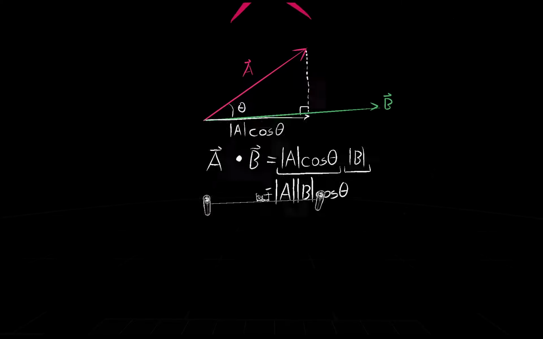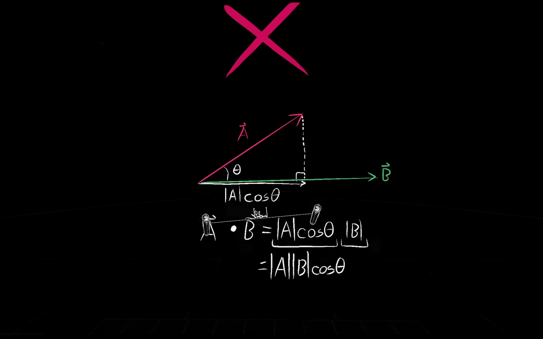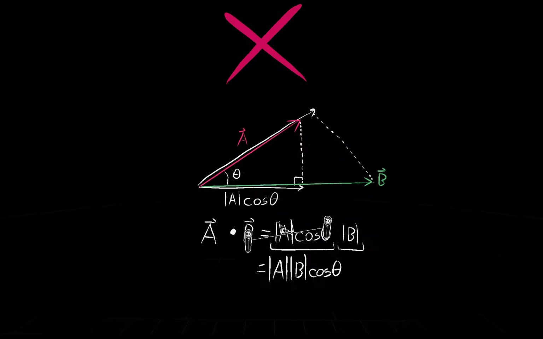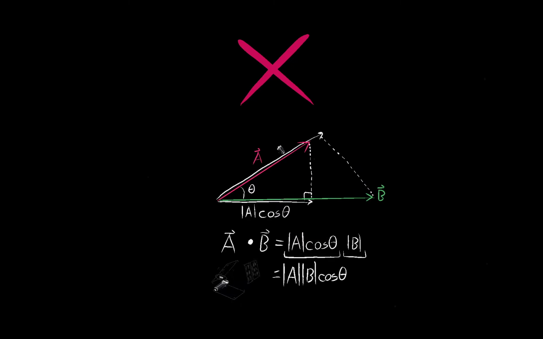You can also think of this as being the projection the other way. And so the amount that B is in the direction of A, right? So B has some component that's in the direction of A. And so this would be B cosine theta.